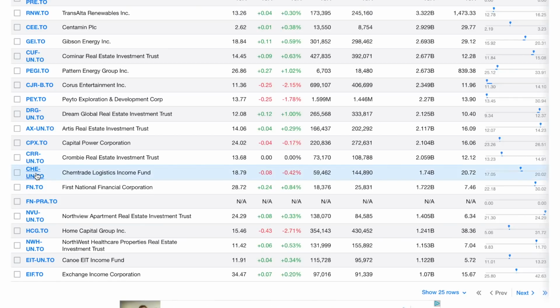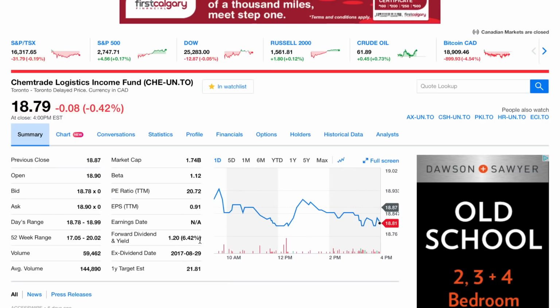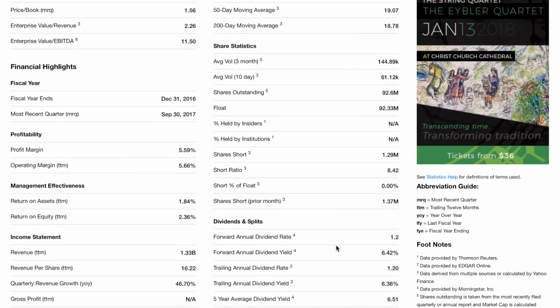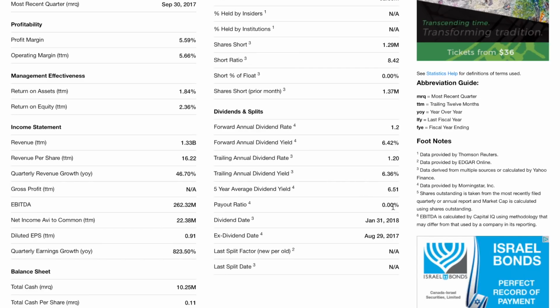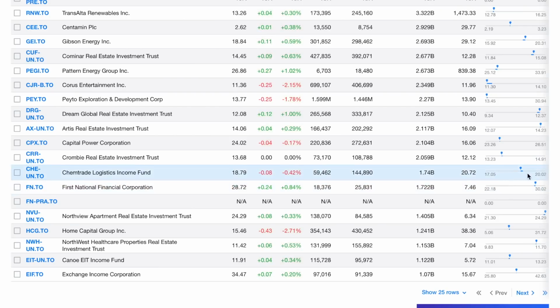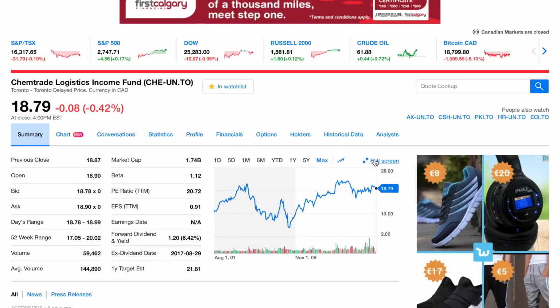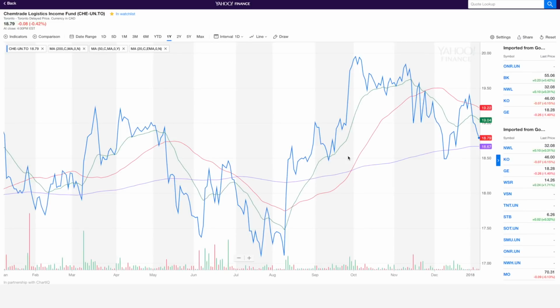Chemtrade, wow, I've had this for like 15 years. It pays a 6.42% dividend. And if we go to the statistics, its payout ratio is not actually even listed here, sad. The one thing about that that's nice is this stock doesn't trade in a very big range, like $17 to $20. If we take a look at this, let's look at the max chart and go full screen on this so you can see some of my indicators.